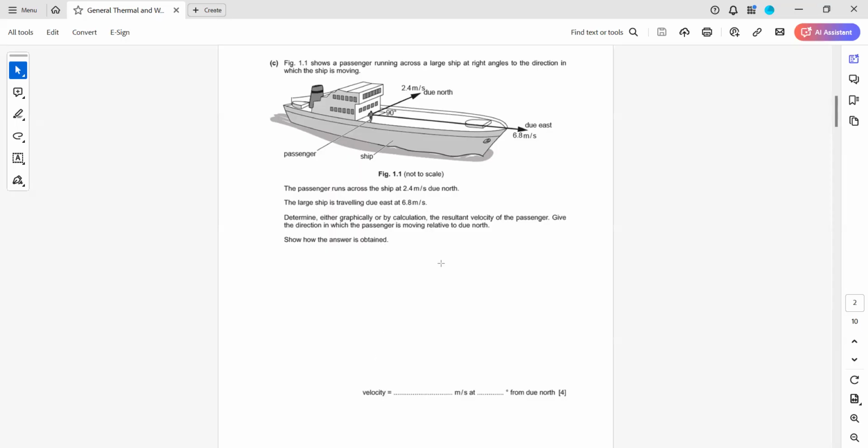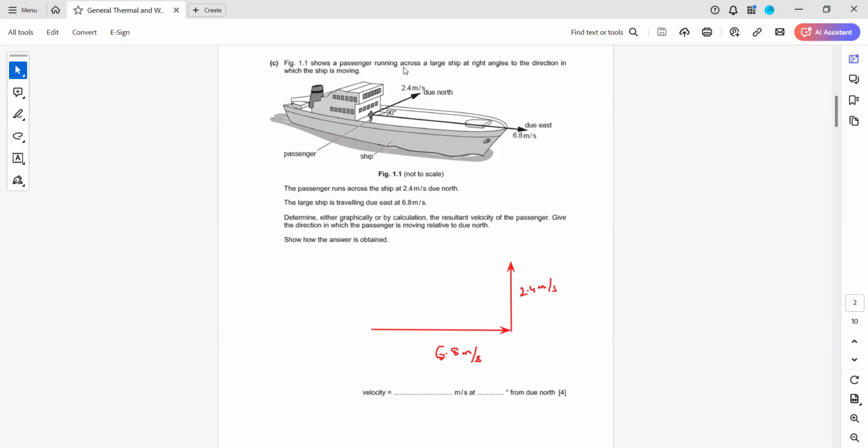Any one of them you can draw first. For example, if this is east, we are drawing the east direction. So this will be east, which is 6.8 meters per second. Then the second vector will start from the first vector. Like we draw the first vector, and then from the head of the first vector, we'll draw the second vector, which is north, 2.4. As you can see, 2.4 north meters per second.